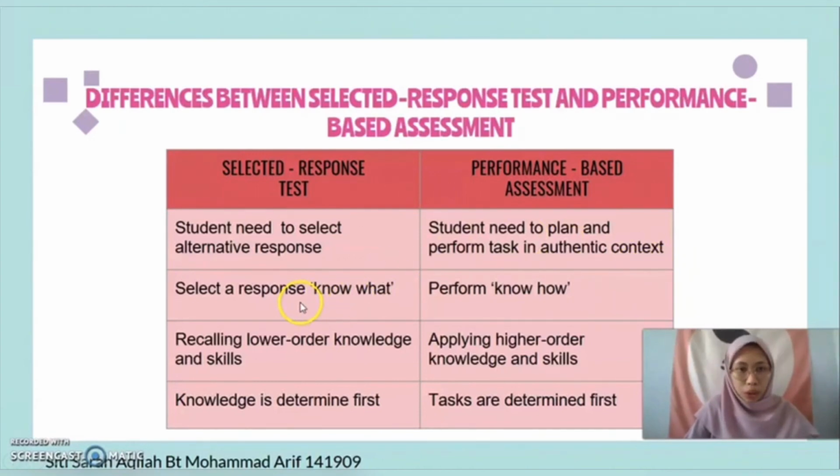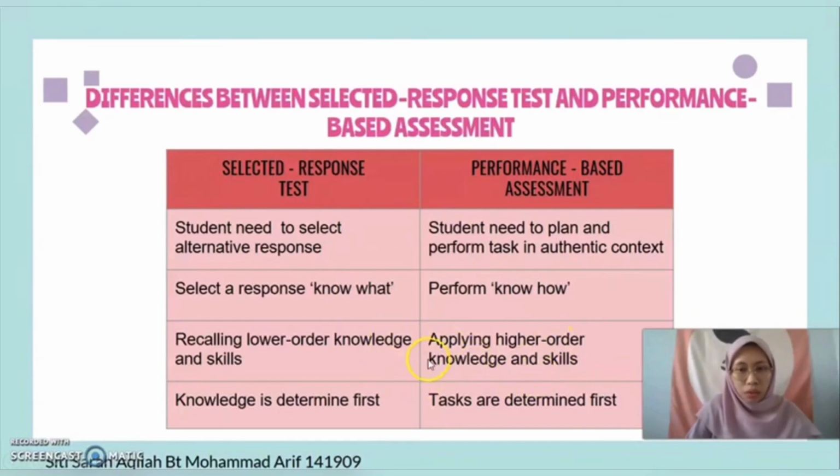Number 2, selected response test: select a response, know what. Performance-based assessment: perform, know how. Number 3, recalling lower order knowledge and skills. And for performance-based assessment, applying higher order knowledge and skills.